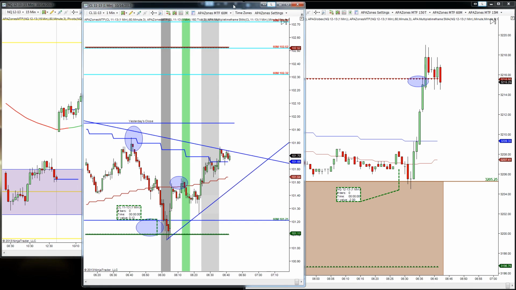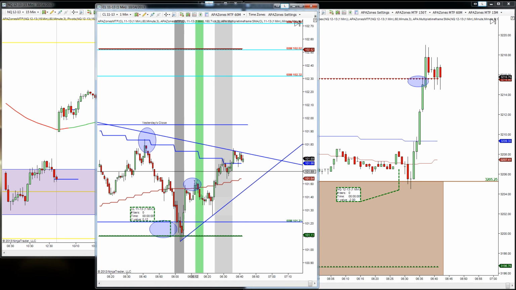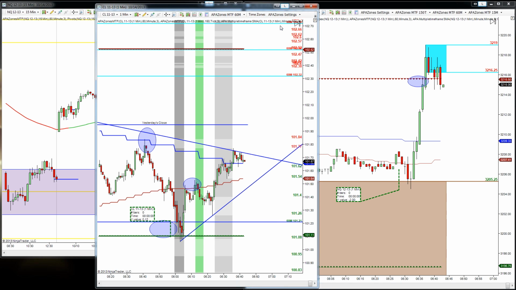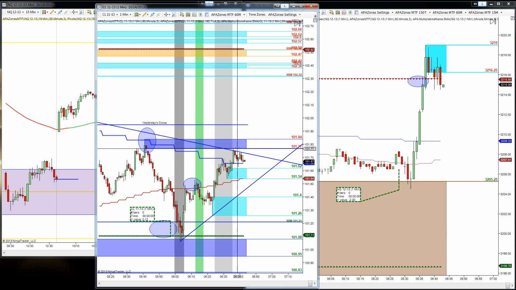Something interesting happening here on crude is obviously we've seen this real big push to the upside. Now we're hitting that trend line as well as the APA zone up here, and it seems to be respecting those two.